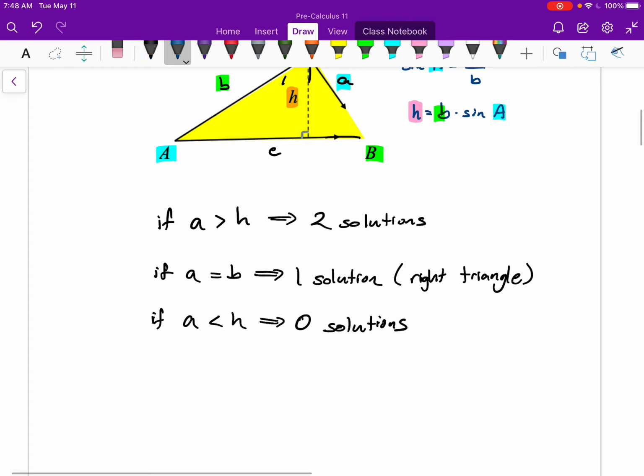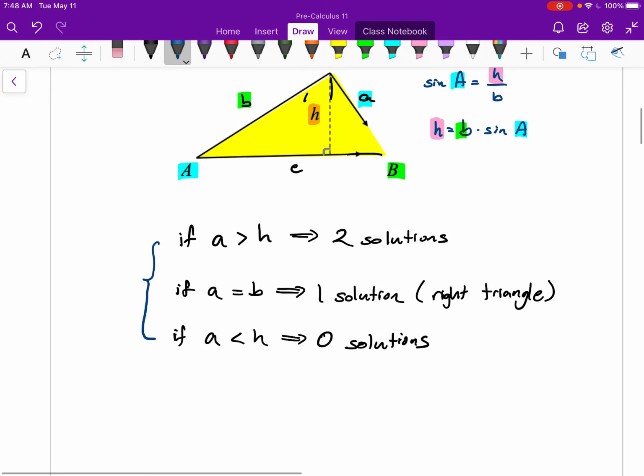And all of these cases I'm talking about here are implying that a is less than b. Side a is less than side b. And that's what you see in the diagram: side a is clearly shorter than side b in all these scenarios.